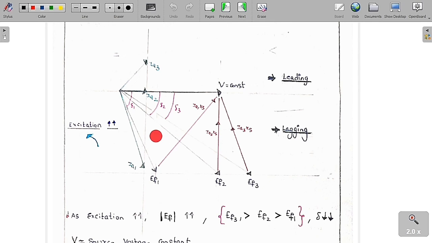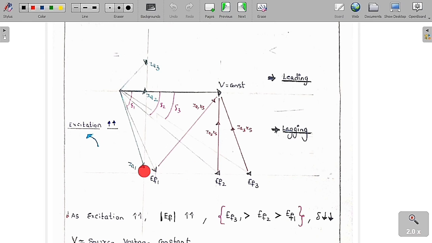That is the reason at the under excitation, as I've already told you, EF cos delta is less than V. If you take the component of EF on this x-axis, you can see clearly the angle between them is delta. So EF cos delta is less than V, and it is called the under excitation. As I've already told you, in the under excitation, the power factor of the synchronous motor is lagging. You can see clearly the current is lagging here. So it is always lagging.